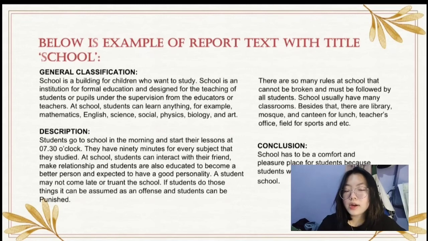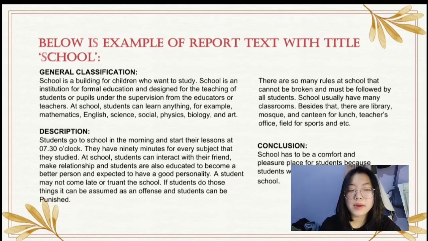Students go to school in the morning and start their lessons at 7:30 o'clock. They have 90 minutes for every subject that they study. At school, students can interact with their friends, make relationships, and students are also educated to be better persons and expected to have a good personality. A student may not come late or truant from school. If students do those things, it can be assumed as an offense and students can be punished. There are so many rules at school that must be followed by all students.